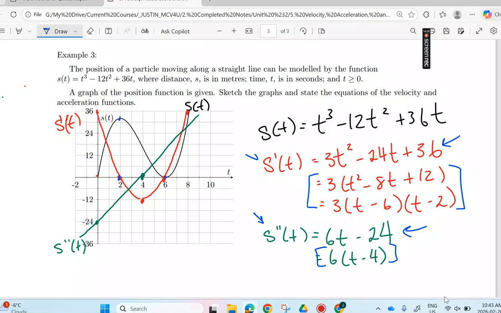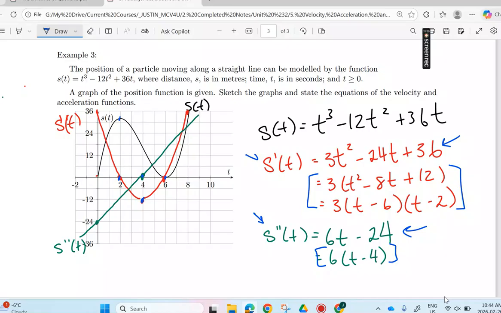Then I look at the red graph, which is the first derivative. To sketch my second derivative, I look at this point at the bottom. That is where my slope is going to be 0, right? So that means for the second derivative at t equals 4, I'll get a value of 0. And I confirmed it by doing the algebraic work over here.